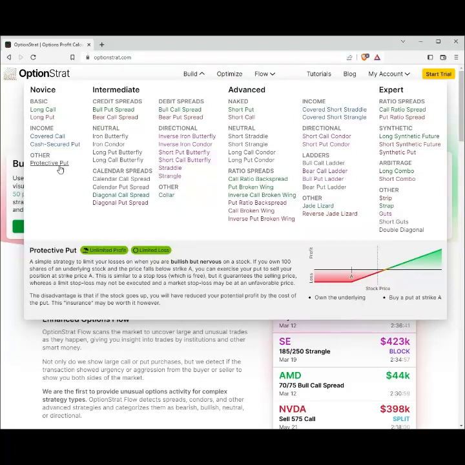All right, today it's protective put strategy. Let's get it.